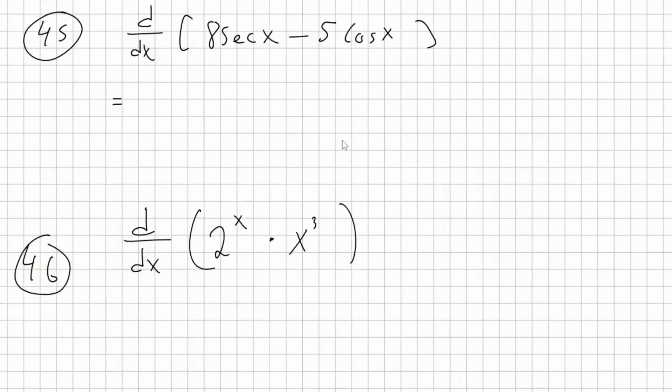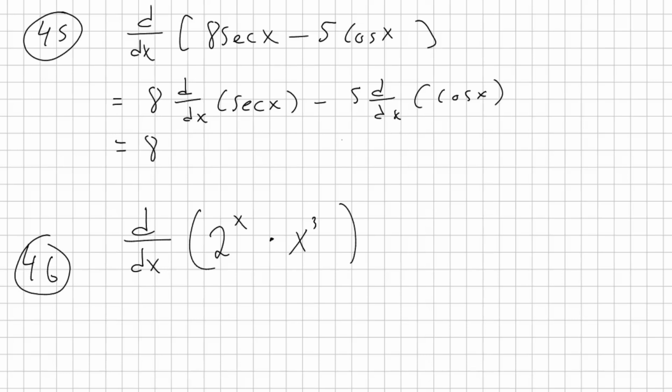Question 45 asks us to differentiate 8 sec x minus 5 cos x. What we can do is take these constants out first, so it'd be 8, and we're taking the derivative of secant x. And then you can take out a 5 here, this is a constant, and put in cos x. Now what we need to do is actually take the derivatives, right? So we have 8, and the derivative of secant x is sec x tan x. And the derivative of cos x is negative sine x, with the minus 5 out front.